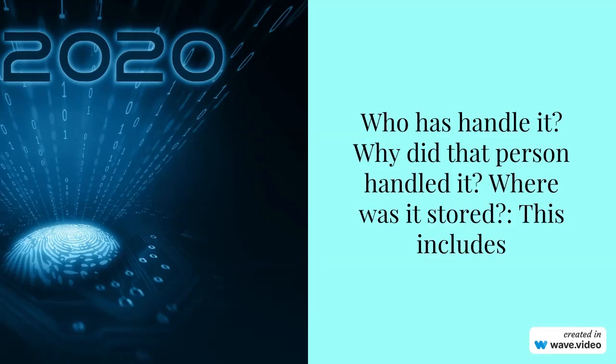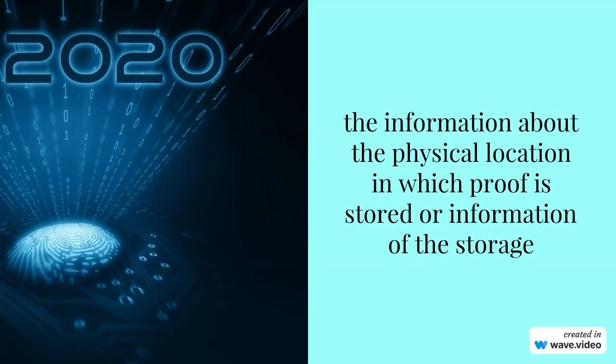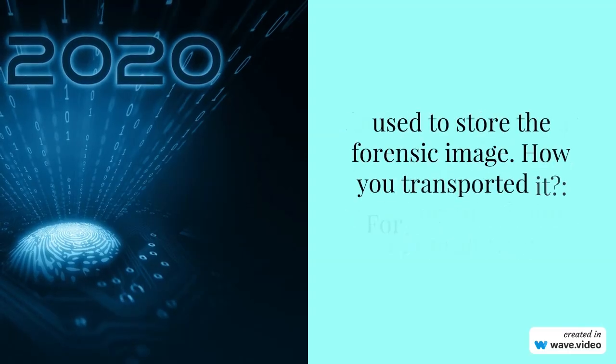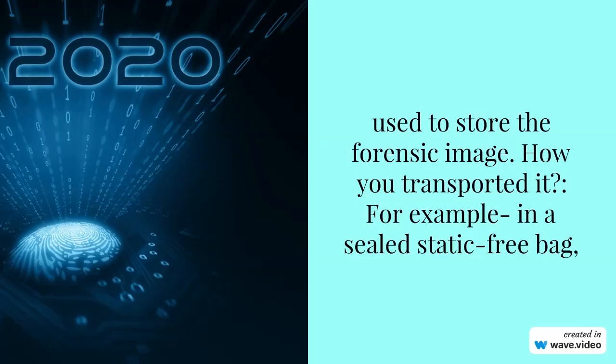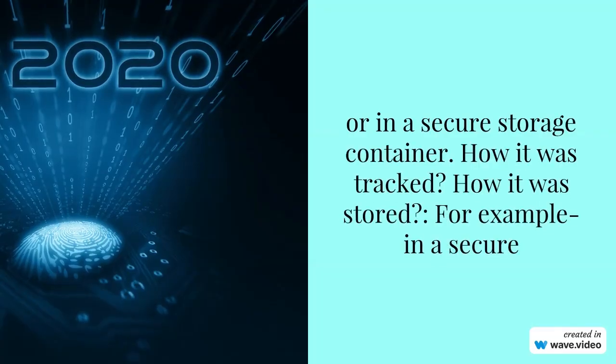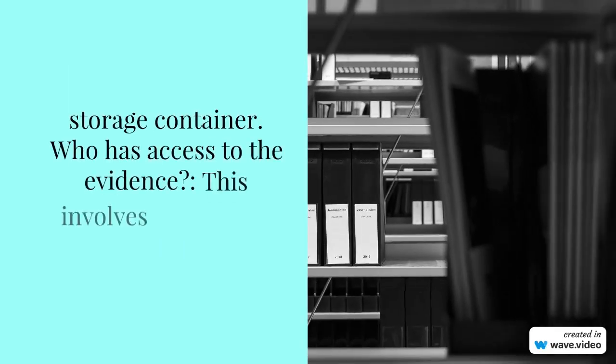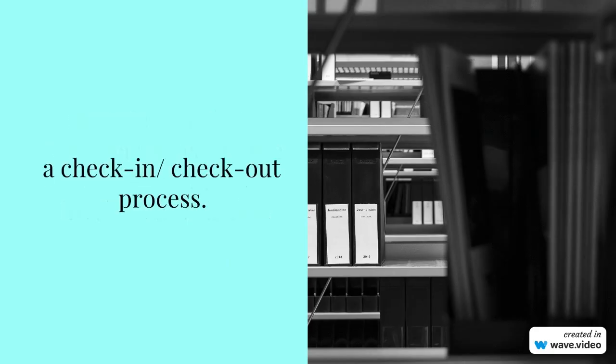Where was it stored? This includes the information about the physical location in which proof is stored or information of the storage used to store the forensic image, how you transported it, for example, in a sealed static-free bag or in a secure storage container, how it was tracked, how it was stored, for example, in a secure storage container, who has access to the evidence. This involves developing a check-in, check-out process.